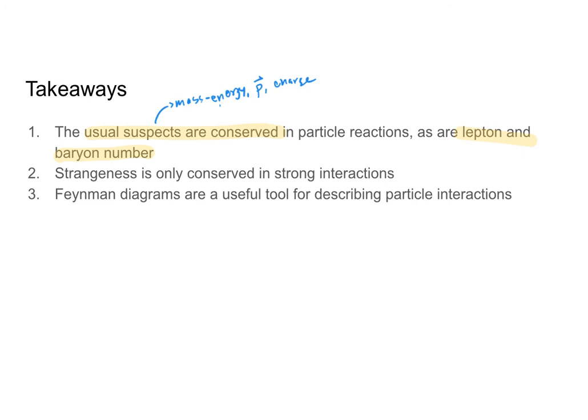Second takeaway, strangeness is only conserved in strong interactions. Strangeness is strange. This one is a little weird. Just gonna have to get used to realizing that that's not maybe one of the conservation rules you want to worry about as much. And then finally, Feynman diagrams are a useful tool for describing particle interactions. Perhaps a better word here might actually be depicting particle interactions, since they are kind of a drawn version, a graphical version of what a particle interaction equation might tell you.